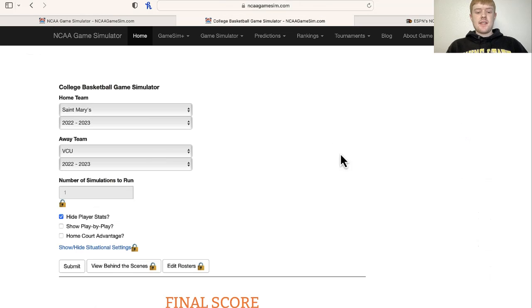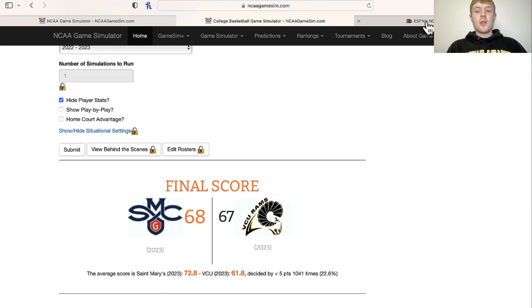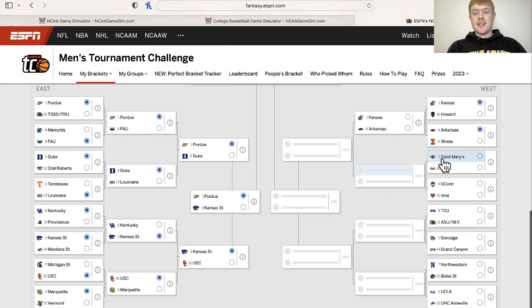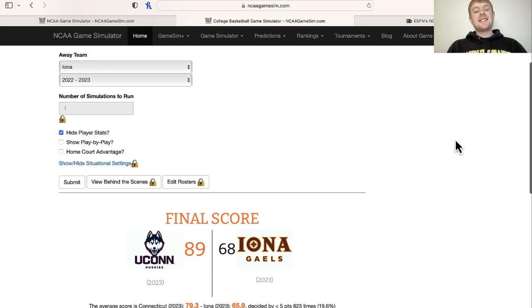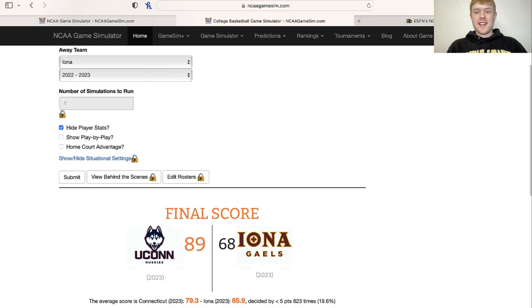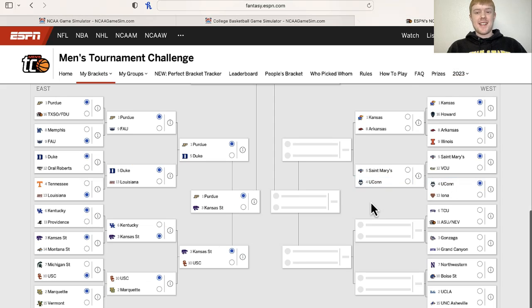And now we have St. Mary's versus VCU. St. Mary's is going to win by 1 point, avoiding the upset. Next up is UConn versus Iona, and if Iona wins, we're going to have a Gale versus Gale matchup for the mascots. And it looks like UConn's going to spoil our hopes of that matchup, and they're going to move on to play St. Mary's.